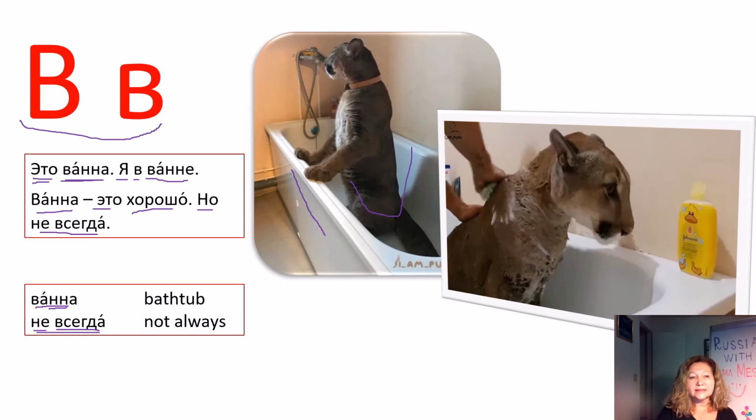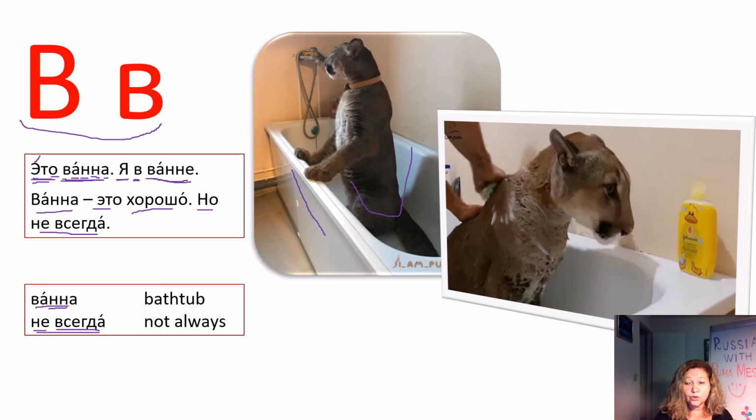Это ванна. Let's read together. This is our demonstrative pronoun. Это. 3 letters. O is not under stress because the stress is over here, and it becomes A. Это ванна. В, А, Н, Н, А. Easy. Ванна. Я, I, в, in, ванне. This is prepositional case. Я в ванне.